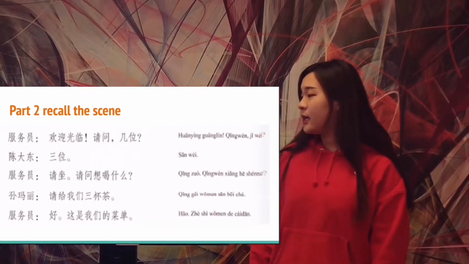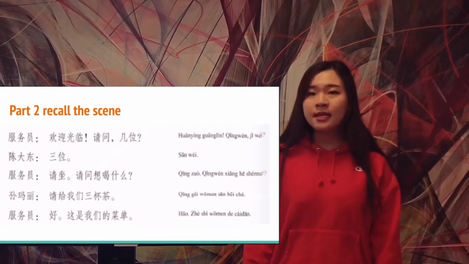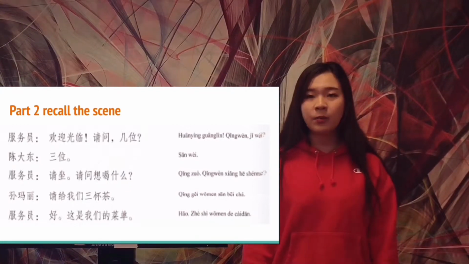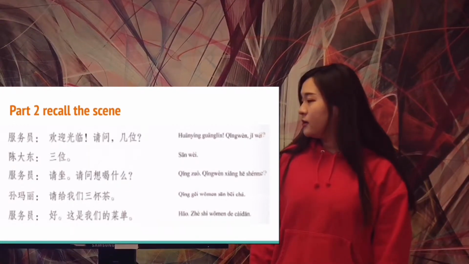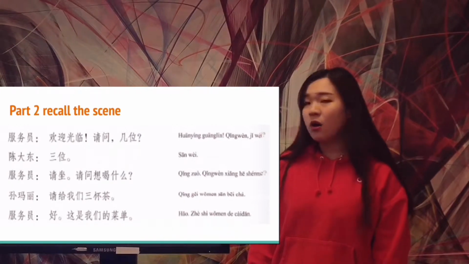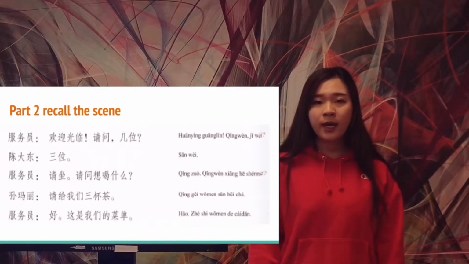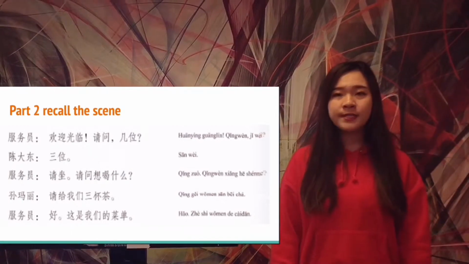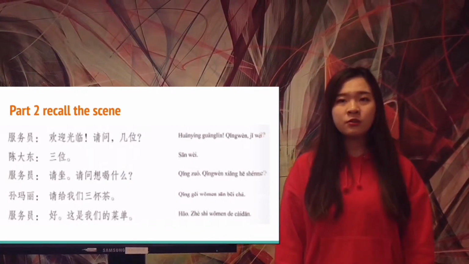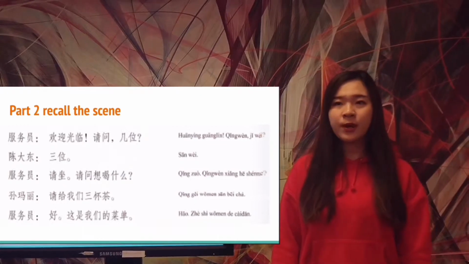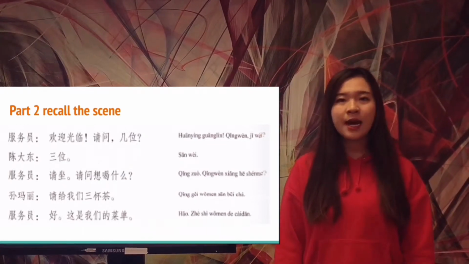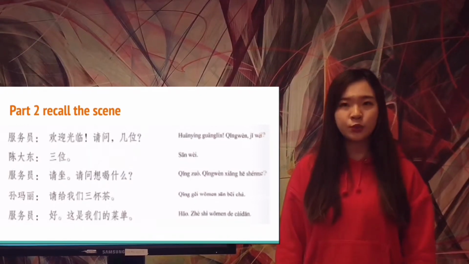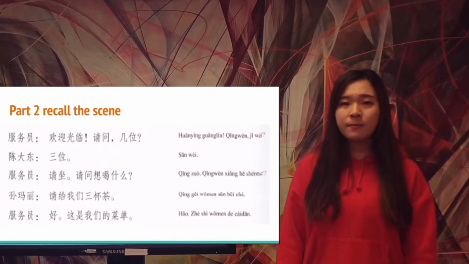Then you can say 请给我三杯茶. That means please give us three cups of tea. Then the waiter said 好，这是我们的菜单. Okay, here is our menu. At the end of this presentation, you know some basic words when you enter the restaurant and ask waiters to give something to you. This is the end of my part.